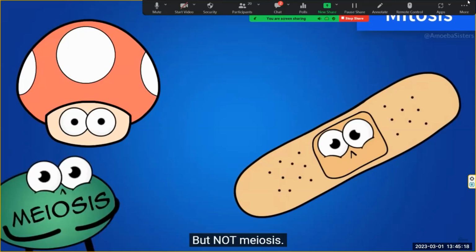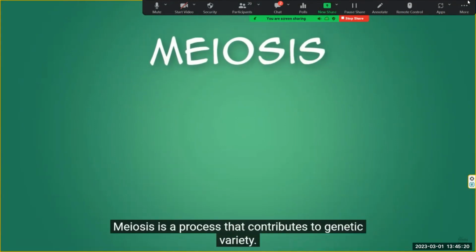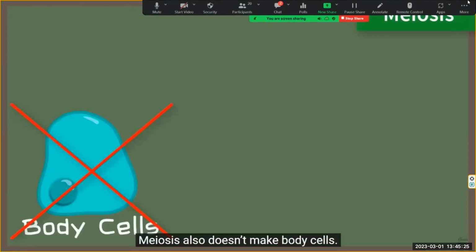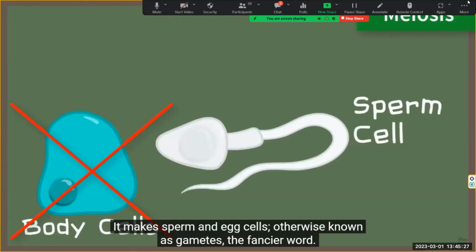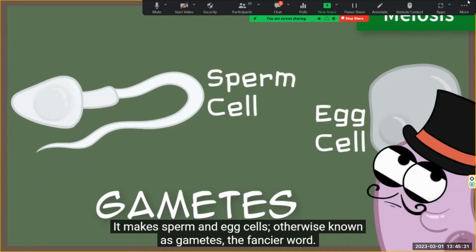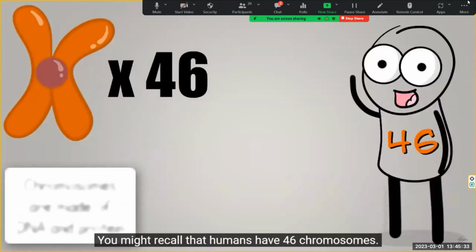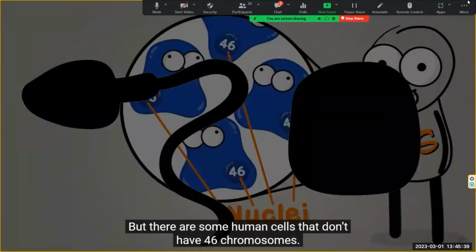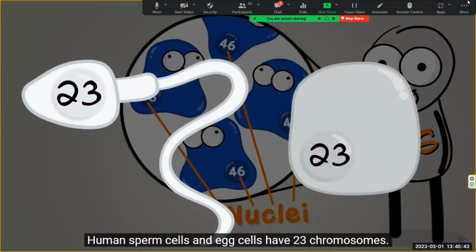But not meiosis. Meiosis is a process that contributes to genetic variety. Meiosis also doesn't make body cells. It makes sperm and egg cells, otherwise known as gametes, the fancier word. You might recall that humans have 46 chromosomes. That's how many chromosomes most body cells in your body have. But there are some human cells that don't have 46 chromosomes. Human sperm cells and egg cells have 23 chromosomes.